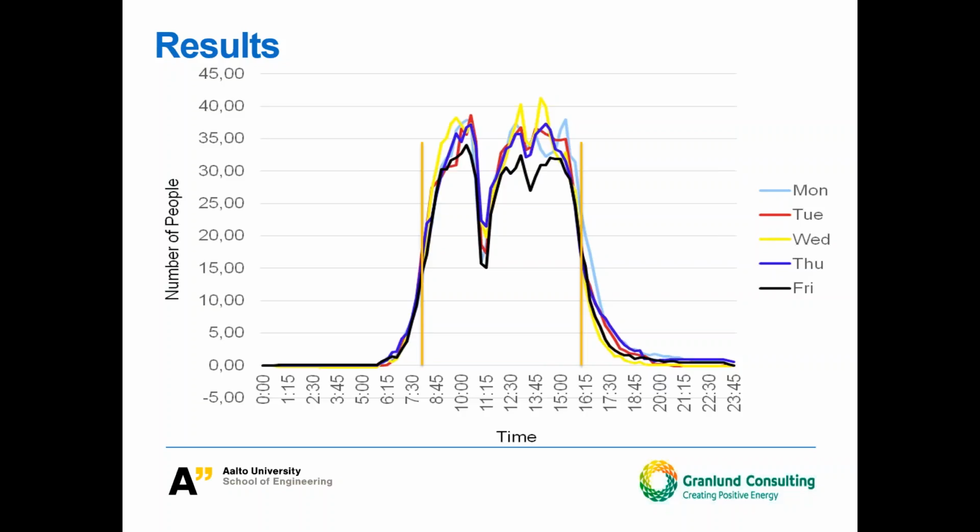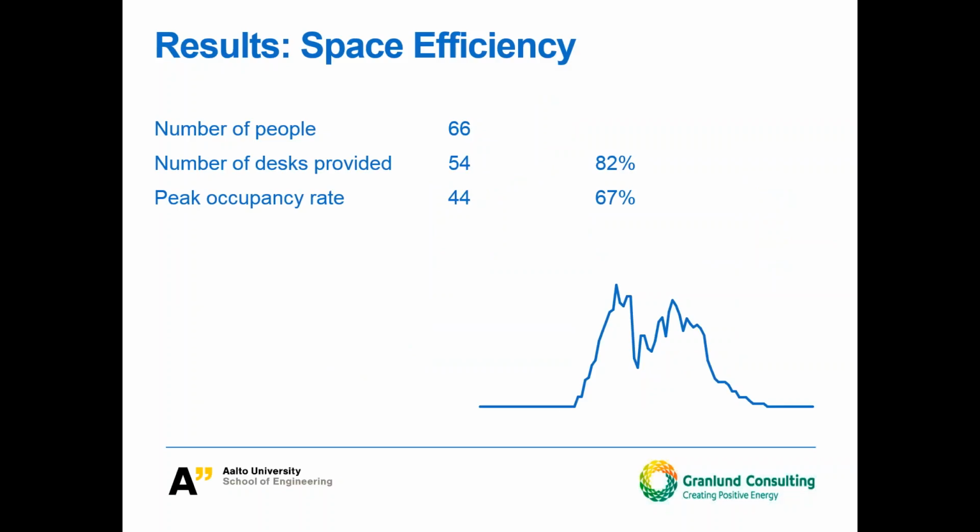And again, this peak is between the hours that we mentioned, between 8 and about 4:30. So then when we look at space efficiency, checking how many desks there were, we could see that of the 66 people on the floor, there were 54 desks provided, and actually they could get away with having 10 fewer desks. So they previously had 18% less space than they needed, and we were saying that they could actually get away with reducing 15% more.